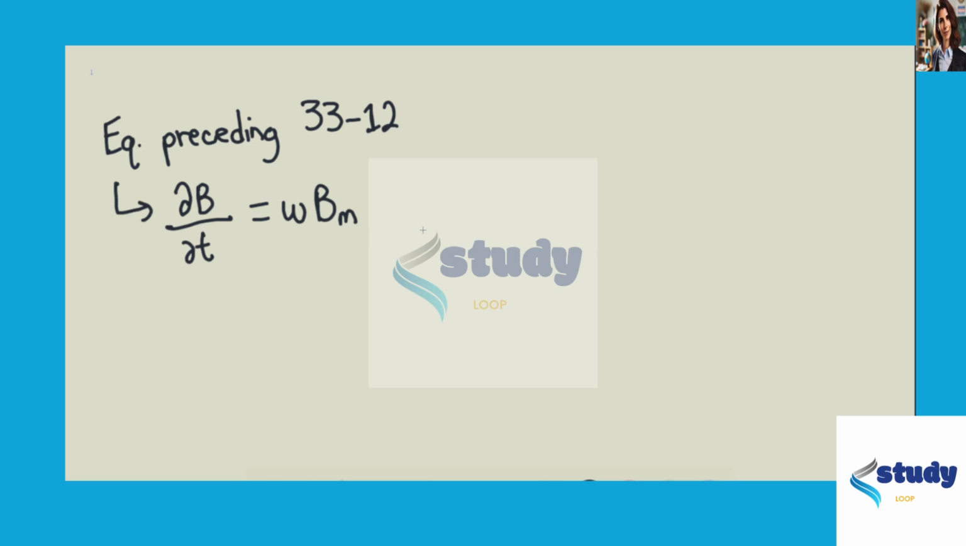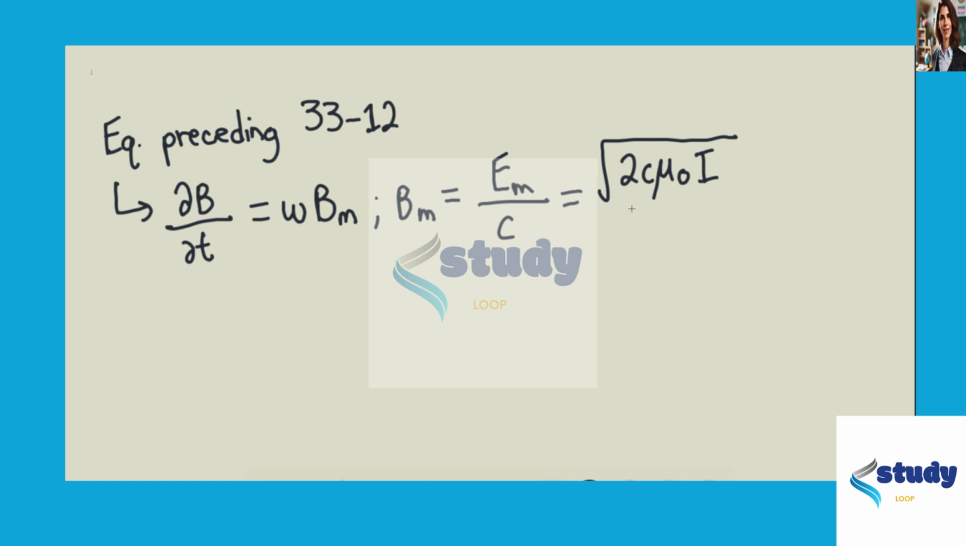We can then relate the maximum magnitude of the magnetic field to the intensity. This would be equal to the maximum electric field, E sub m, divided by c. And this would be equal to the square root of 2 times c times mu naught times I, the intensity. So 2 times the speed of light times the magnetic permeability in a vacuum times the intensity. We're taking the square root and again dividing by c.